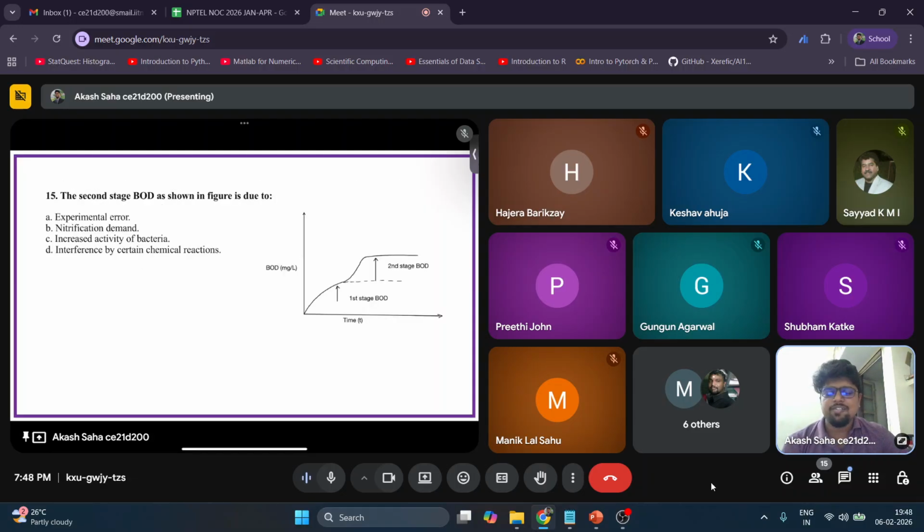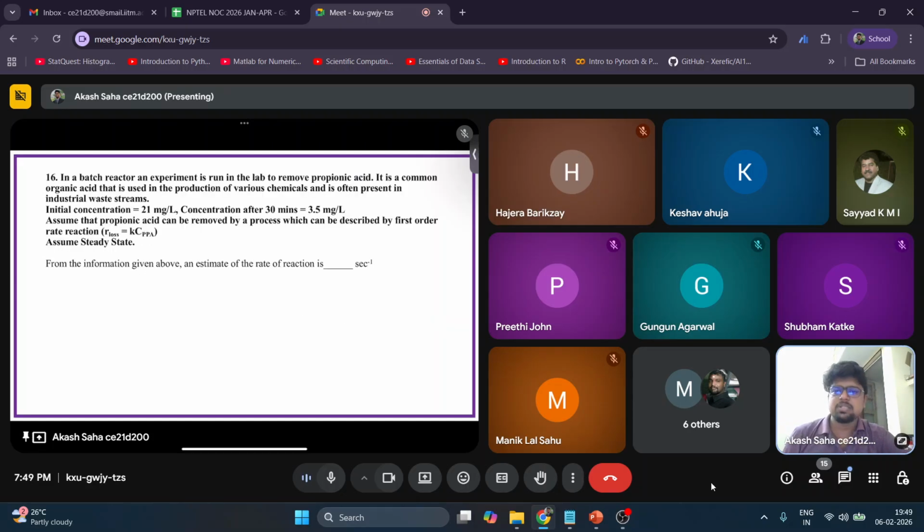The second stage BOD as shown in the figure is due to experimental error, nitrification demand, increased activity of bacteria, or interference by certain chemical reactions. That is a very direct question. Obviously the first stage is the carbonaceous BOD. And in the second stage we have the nitrogenous BOD or the nitrification demand. These nitrifiers don't come out easily. They take some time. After a particular point of time, when some of the carbonaceous matter has already been degraded, they perform and the nitrification demand happens. So it is also called stage 2 or second stage BOD.